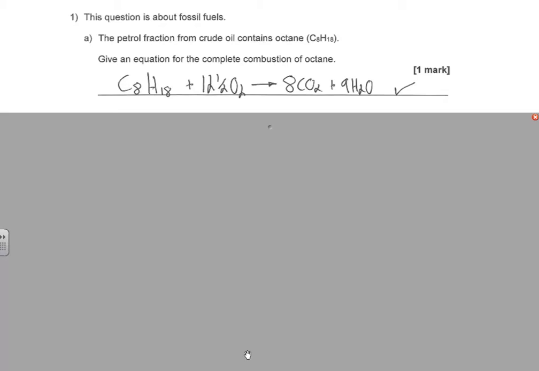Now question number 1 is about fossil fuels, and the first focus is a petrol fraction from crude oil, specifically octane. You're asked to give a balanced equation for the combustion of octane, and with 8 carbons we would therefore expect to get 8 moles of carbon dioxide. Complete combustion forms carbon dioxide, 9 moles of water because there's 18 hydrogens, and therefore 12.5 oxygens would be needed to balance the equation.